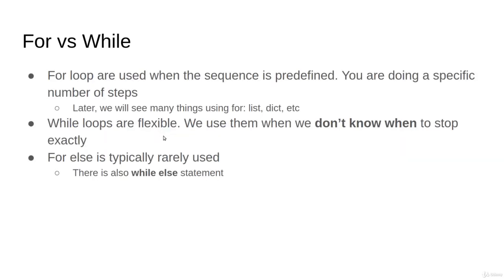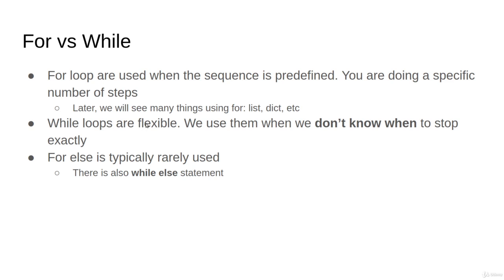The final thing here is, which one should you use more, the for loops or the while loops? You notice here, the for loops iterate over sequences, and the sequences are predefined. So you are doing a specific number of steps, and that's all. Later we will notice that the for loop is used with many other data structures like lists and dictionaries. We will come back to that later.